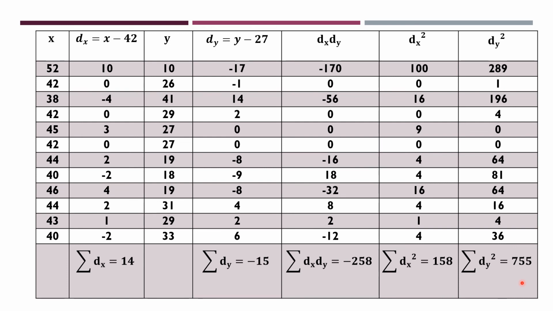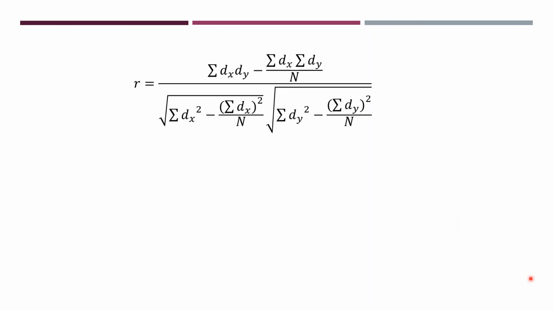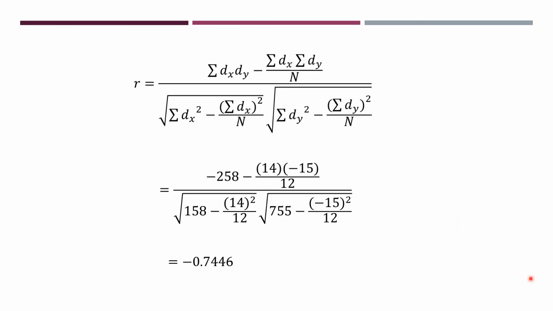Substituting all these values in the formula for r, we get the value of r to be minus 0.7446. So we get a negative correlation, and the value of r lies between minus 1 and plus 1.